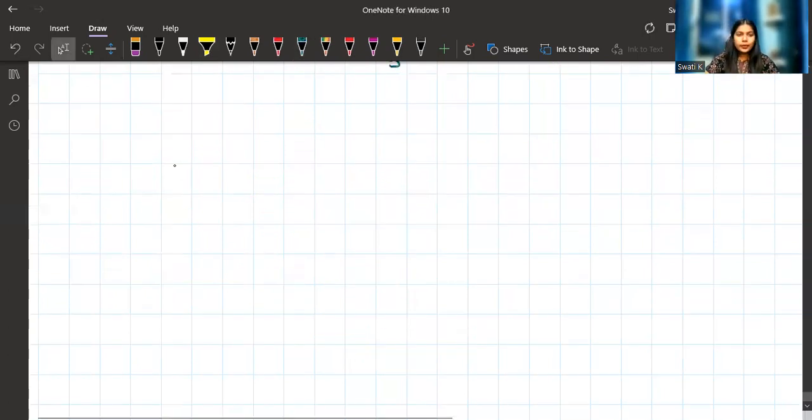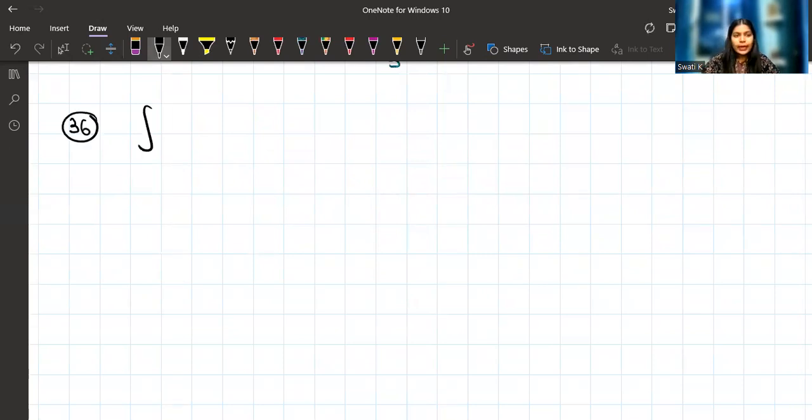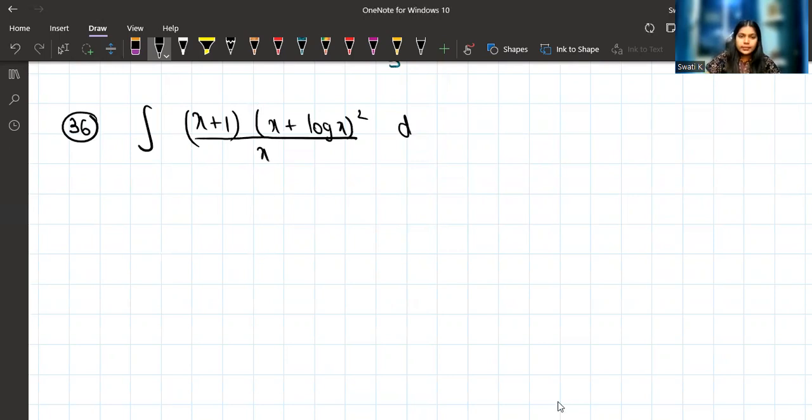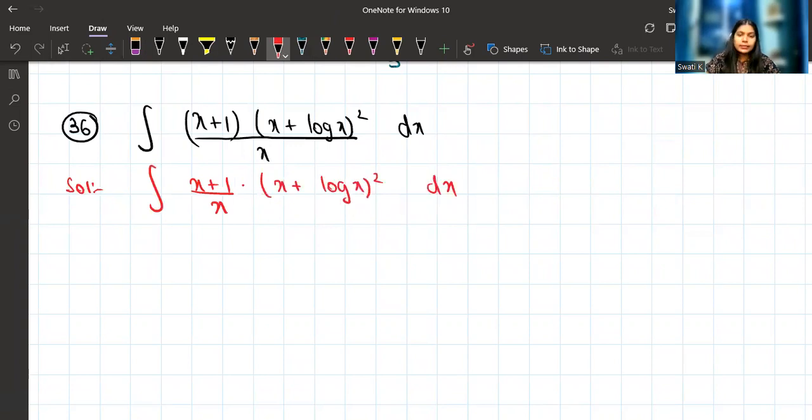In the 36th question, you have to integrate x plus 1 times x plus log x whole square upon x dx. This is what we need to simplify. So what I'm going to do here is rewrite the question as x plus 1 upon x, and then times this x plus log x whole square as it is, and then dx.